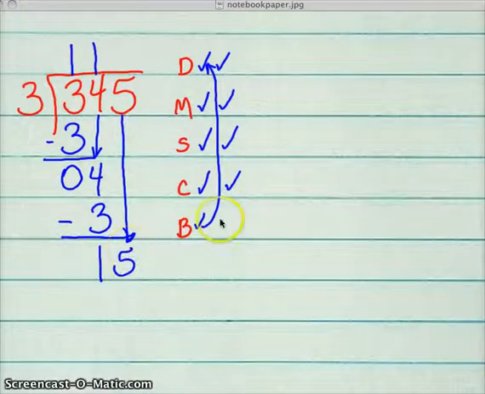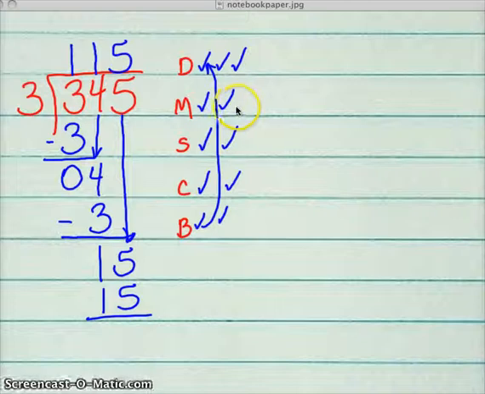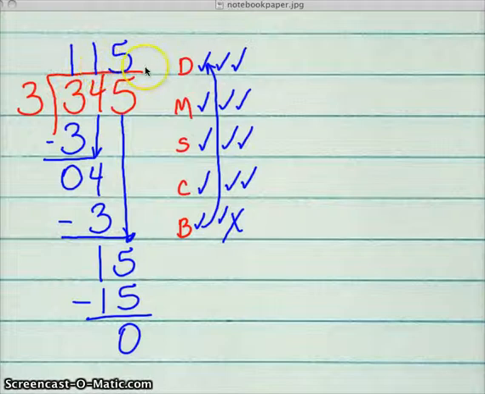And remember, whenever you bring down, the whole process starts over again. 3 will go into 15 5 times. Multiply. 5 times 3 is 15. Subtract. 15 subtract 15 is 0. Check. That 0 is smaller than that 3, so you divided all you could out of that 15. And then you're going to look and you have nothing else to bring down. So you're going to say your problem is finished. So you're going to put your little stop sign. So 345 divided by 3 is 115.